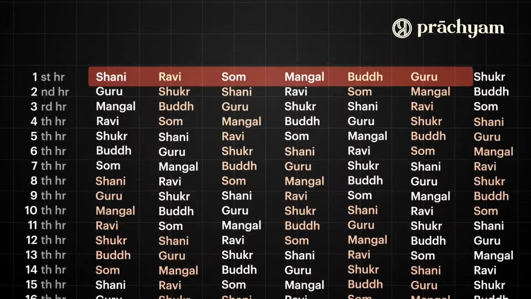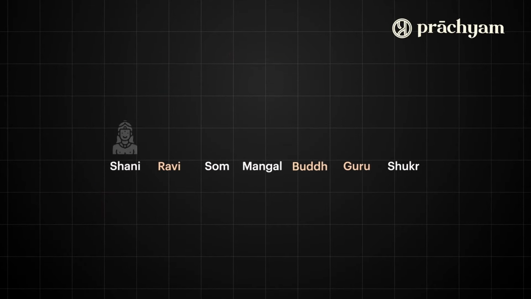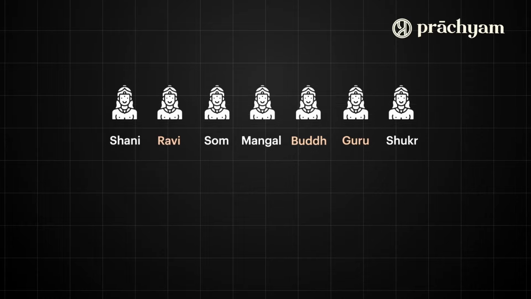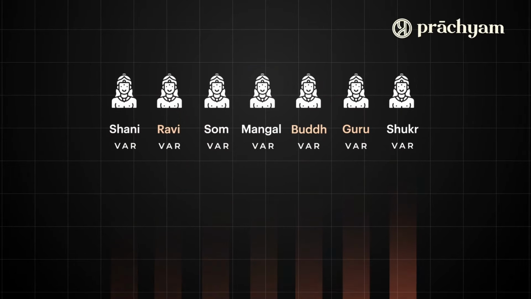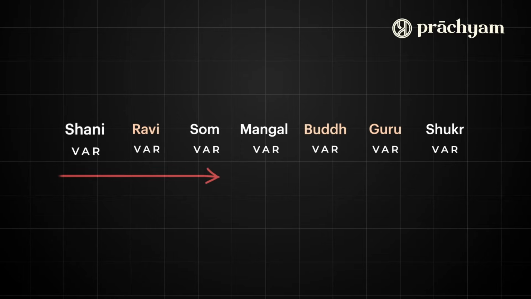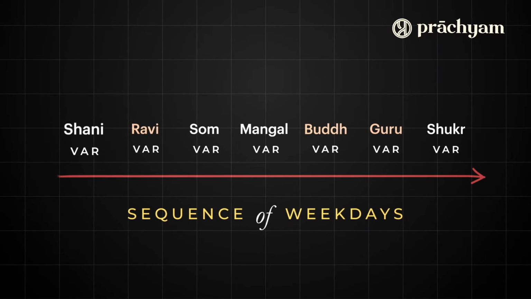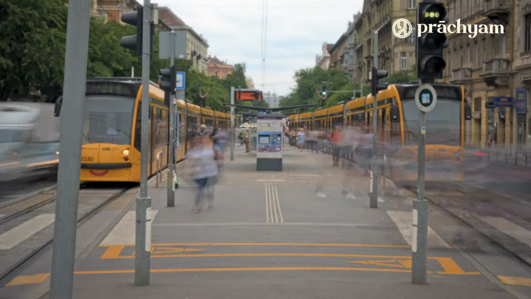The graha that gets the first hour of the day is called the Dinpati. The deity of that graha then also becomes the deity of that day. This is how the days get their Vedic names. And notice the sequence? That's the secret of the sequence of weekdays. And the whole world follows it.